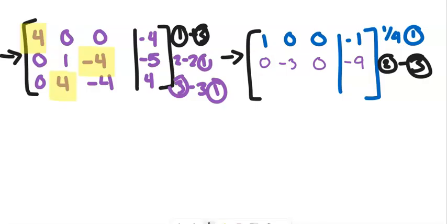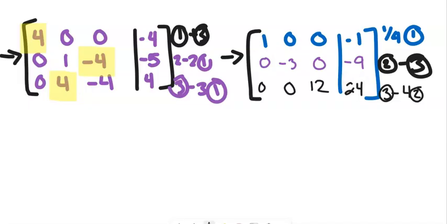In order to do that, let's go line 3 take away 4 times line 2. All right, 0 take away 0 is 0. 4 take away 1 times 4 is 0. Negative 4 take away 4 times negative 4 is going to be positive 12. And 4 take away 4 times negative 5 is going to be 24.